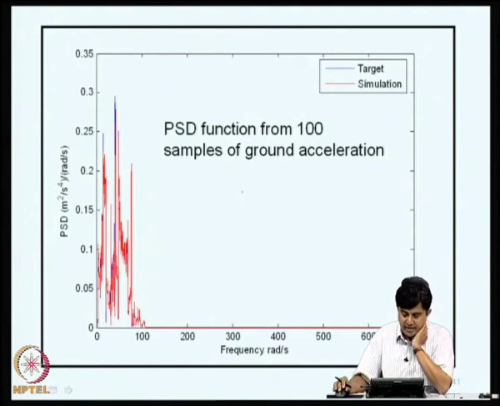We also simulated the power spectral density function from 100 samples of ground acceleration and compared it with the target, and here again we see a reasonably good match.